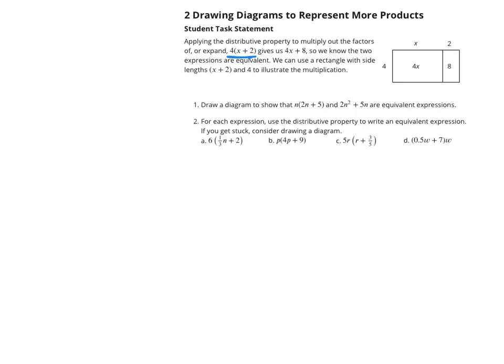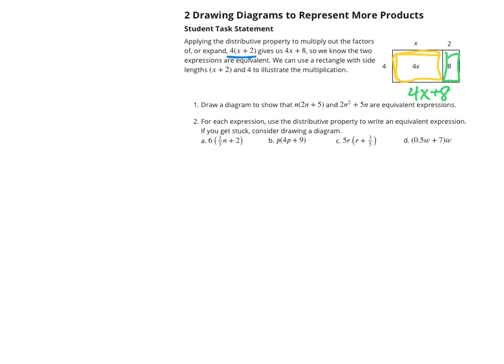We can use a rectangle with side lengths x plus 2 and 4 to illustrate the multiplication. What I did in the last slide, the area of this rectangle is 4 times x, length times width. And then the area of this rectangle is 4 times 2, which is 8. And then we add those together, and 4x plus 8 is the area of the two rectangles together.